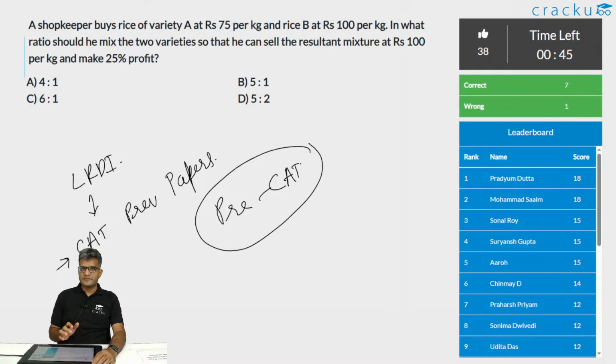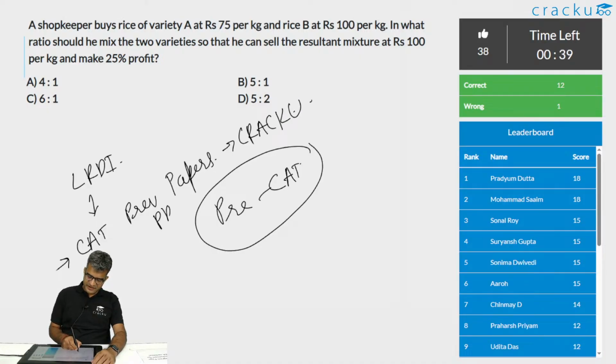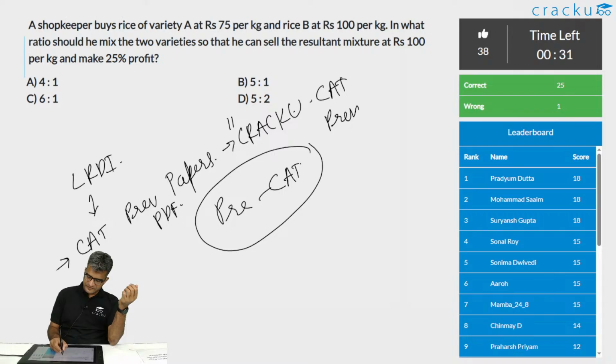You can download the CAT previous year's papers at Cracku completely for free. I would recommend you to download the CAT previous year's papers PDF. If you are not able to find the link, just Google search Cracku CAT previous year's papers and download those PDFs. That I think is a very good resource. It is completely for free.